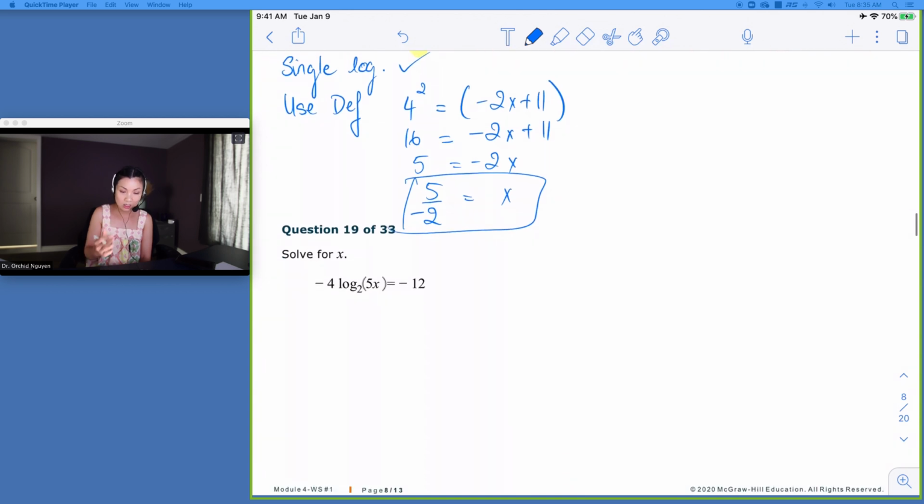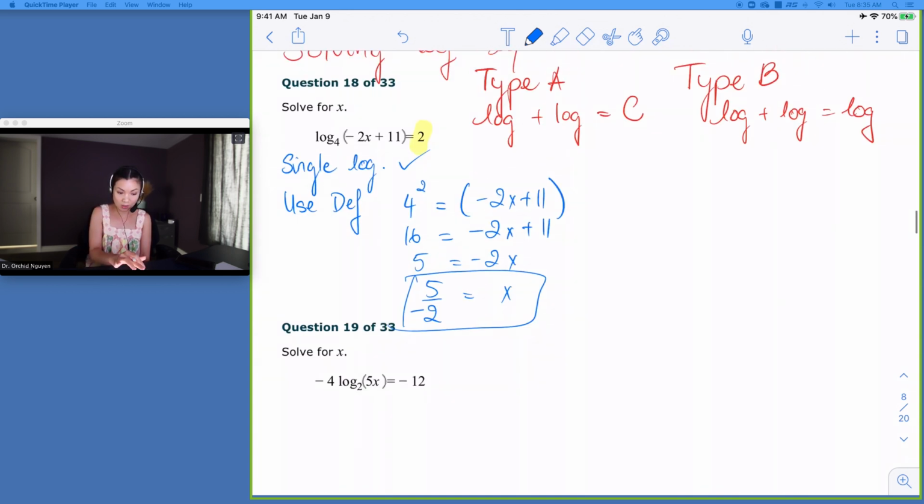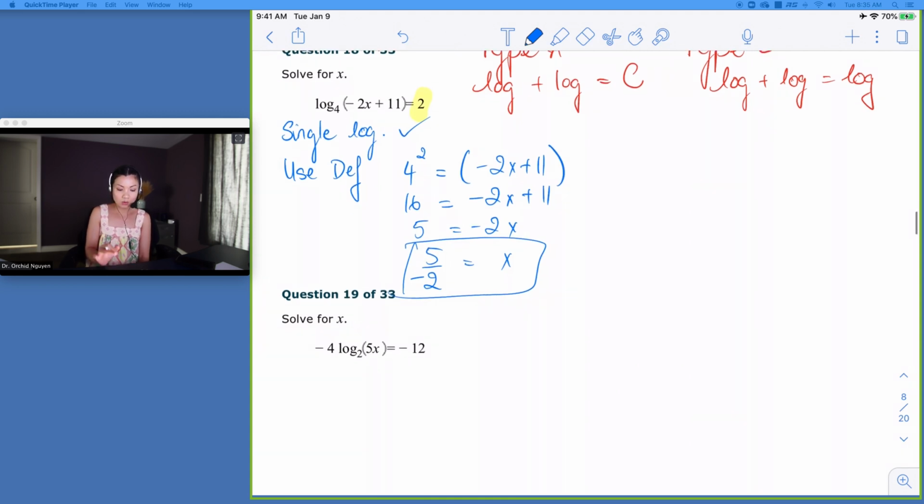Number 19, we have a single log, just like number 18, but we need to isolate the log. You have that negative 4, so instead of having that one, I'm just going to divide.